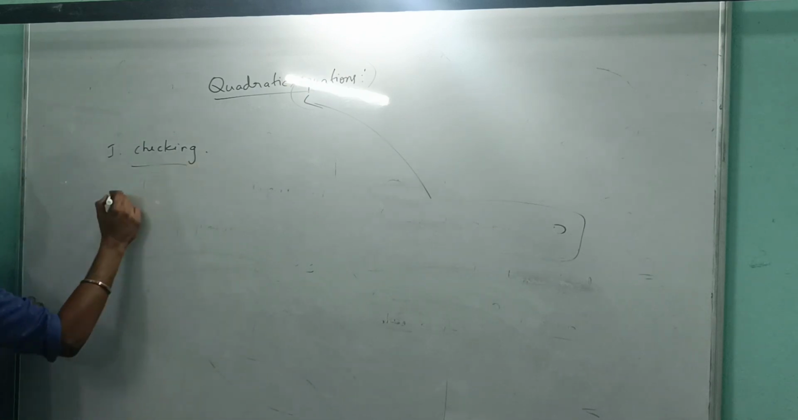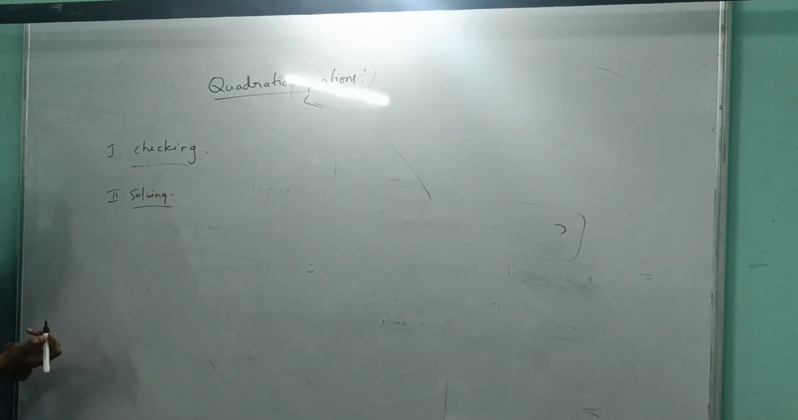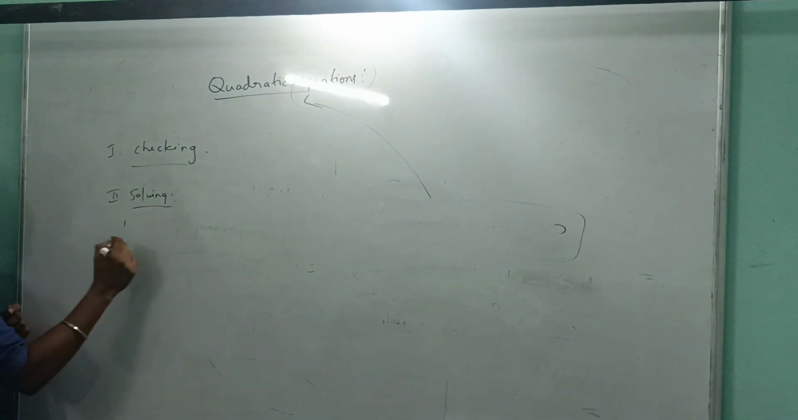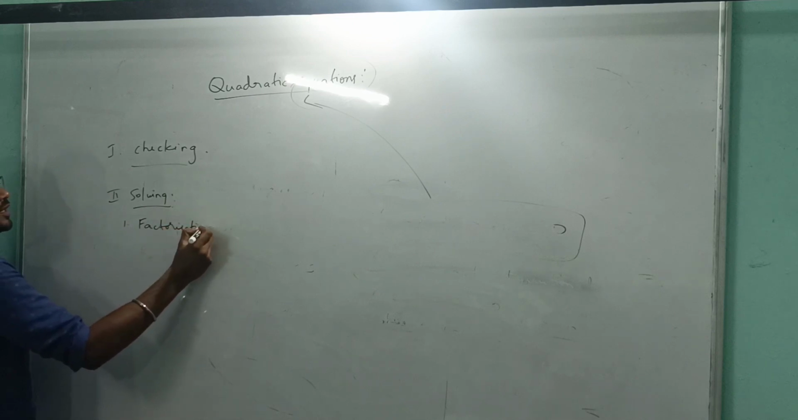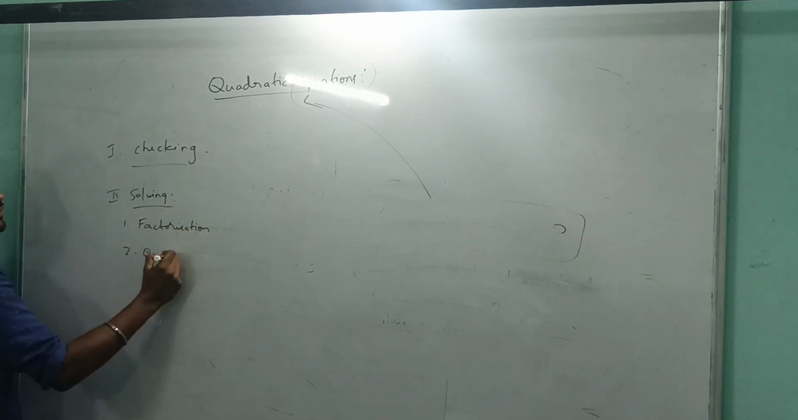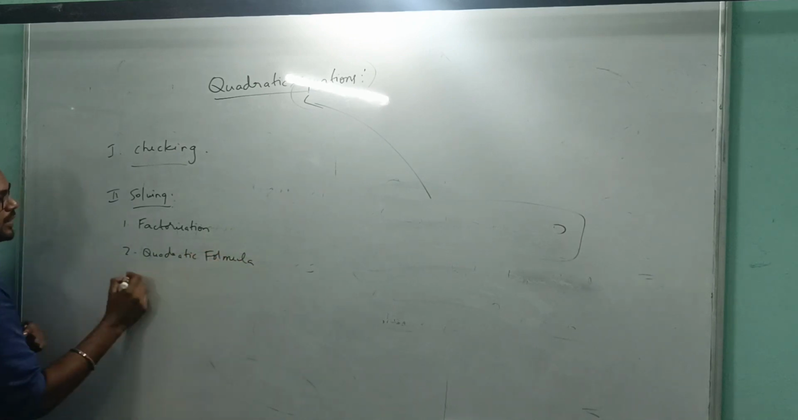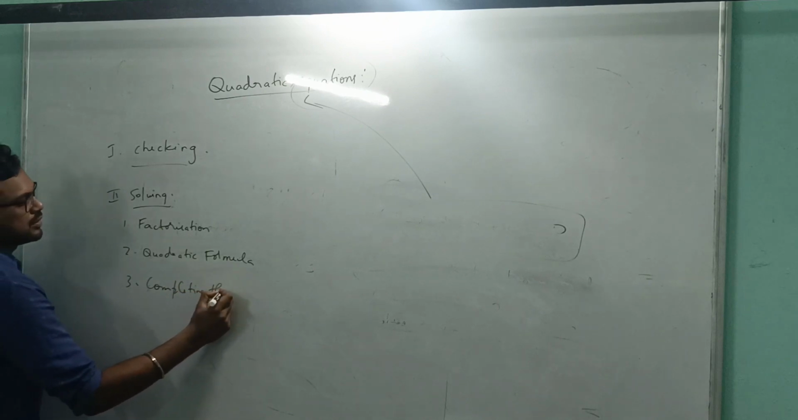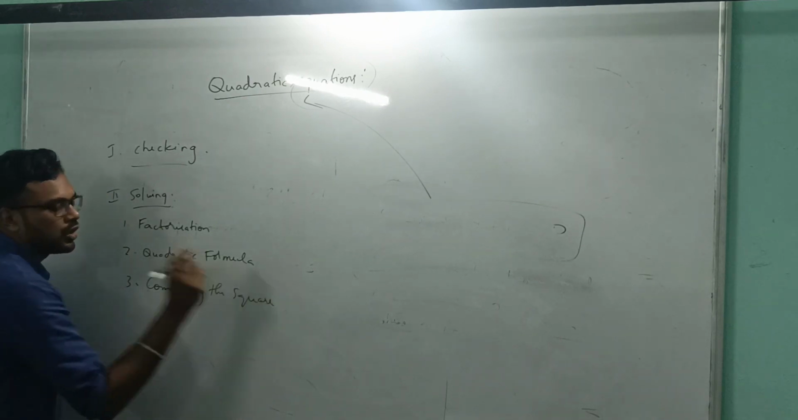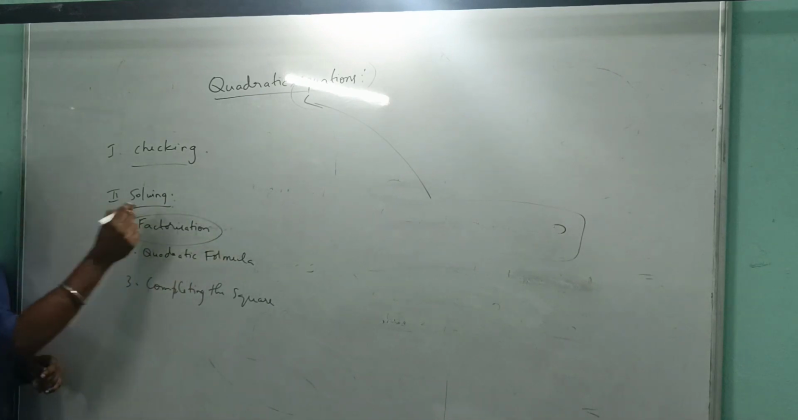Second thing, solve. How to solve a quadratic equation? There are 3 methods to solve. First method is the factorization method. Second method is using the quadratic formula. The third method is completing the square. So there are 3 methods to solve a quadratic equation. All 3 methods we have to learn. This we have already learned.